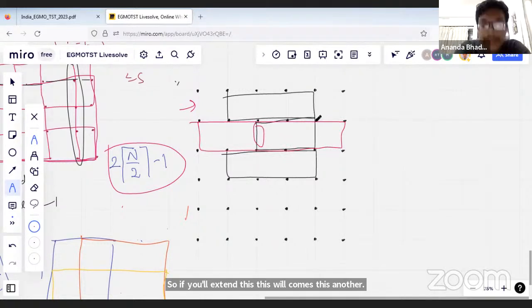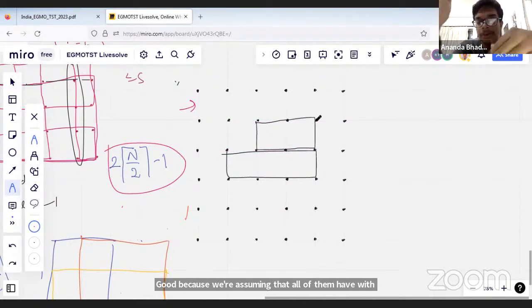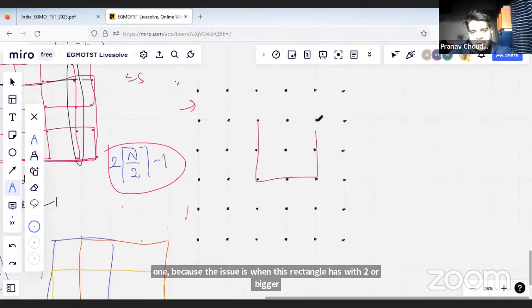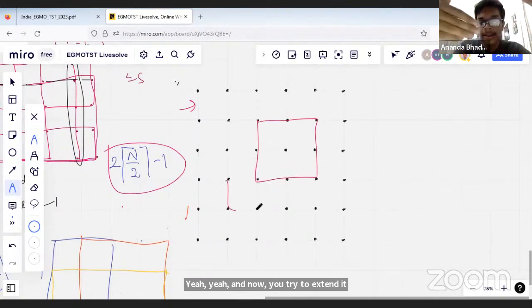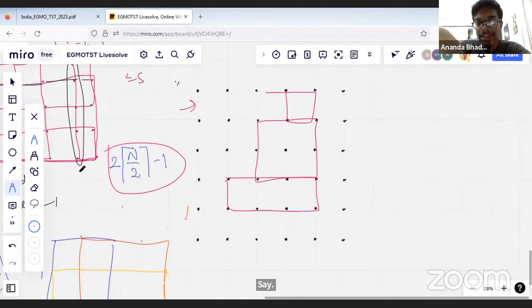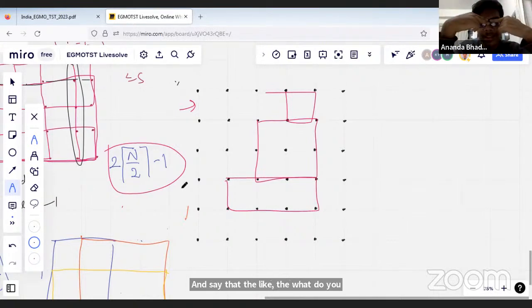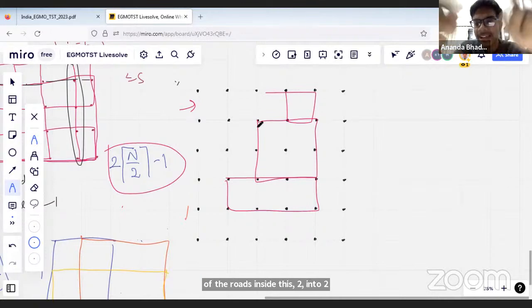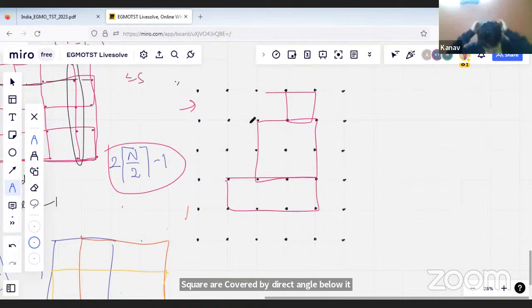You're right, assuming that all of them have width 1, because the issue is when this rectangle has width 2 or bigger. You mean like this one? Yeah. And now you try to extend it in one direction, say. And say the contents of the roads inside this 2 by 2 square are covered by the rectangle below it. Then you can't extend because then you're losing that road.